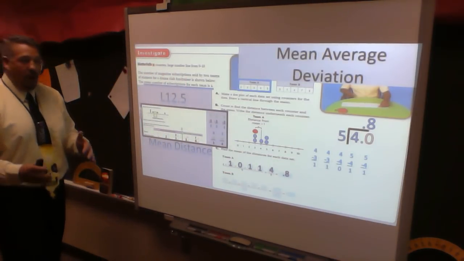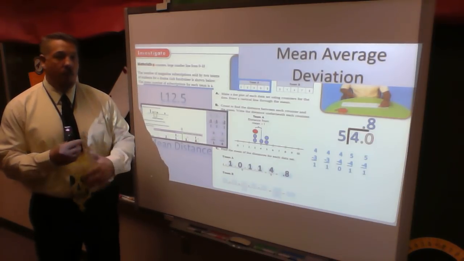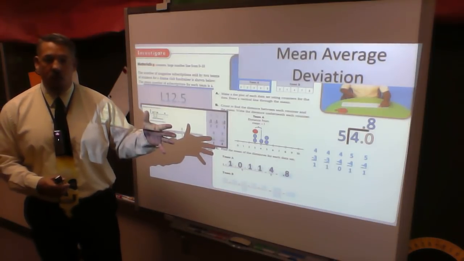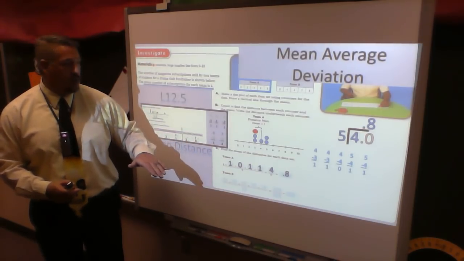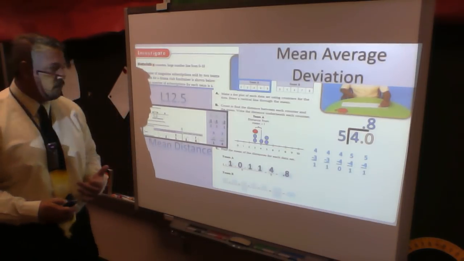So that is just called my mean average deviation because I'm taking my mean, I'm averaging them together in the process of adding them all for a total, dividing by how many is there. That's why it's called the mean average deviation.